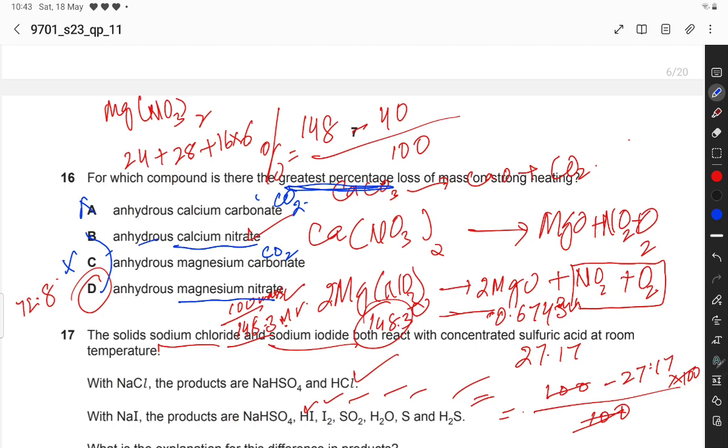For example, calcium nitrate gives calcium oxide, nitrogen dioxide and oxygen gas. So by calculating the greatest percentage loss, 100 divided by 148.3 is equal to 27.17.